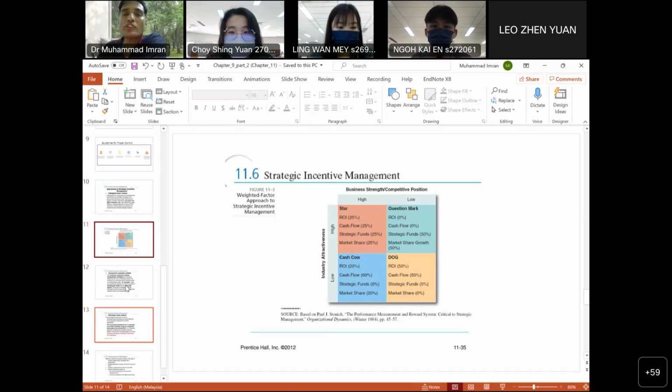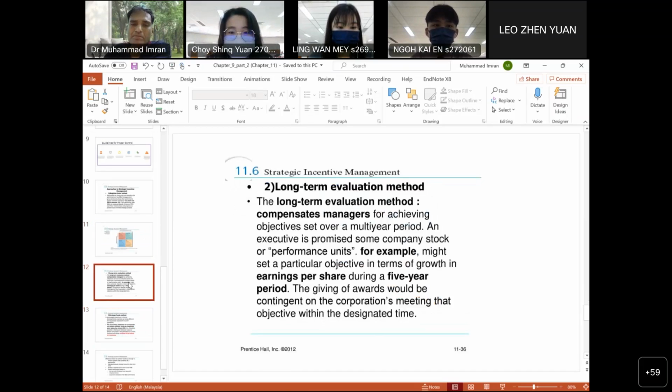Anyway, the second one, the long-term evaluation method. Long-term evaluation just gives the manager or executive a 5-year plan, and then evaluates how they increase the share price. If they have increased the share price, then give them a reward. Simple as that.